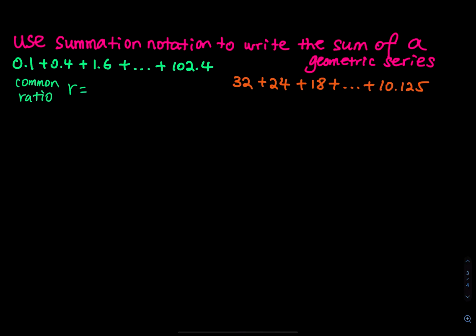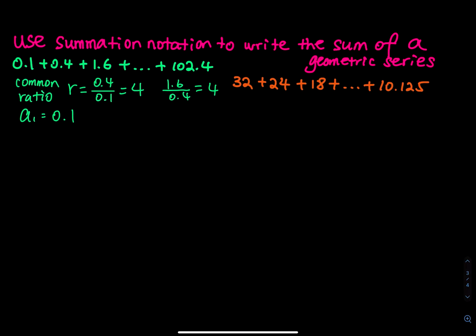So R is equal to 0.4 divided by 0.1. That is equal to 4. And then to make sure, I will try a few more pairs. I will try 1.6 divided by 0.4, and that is also equal to 4. So the common ratio is equal to 4. And then what is the first term? Very clearly, the first term is equal to 0.1.